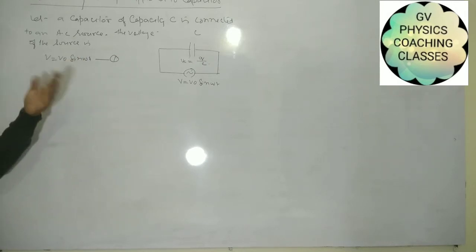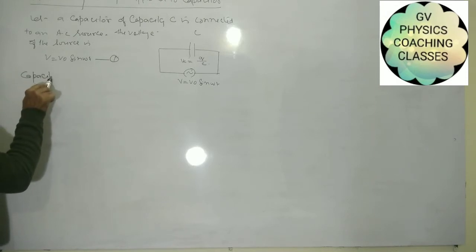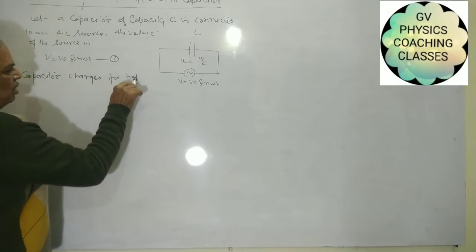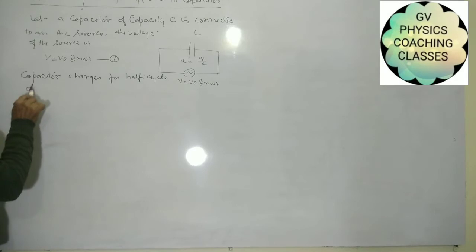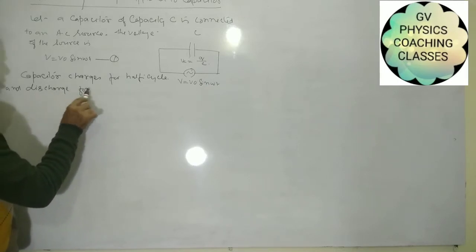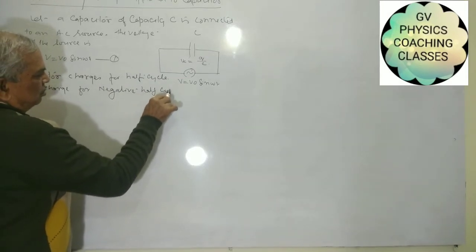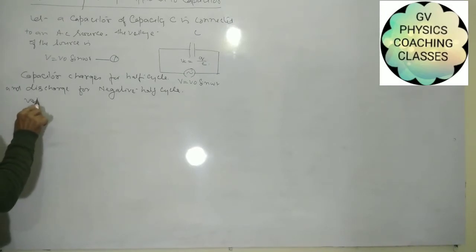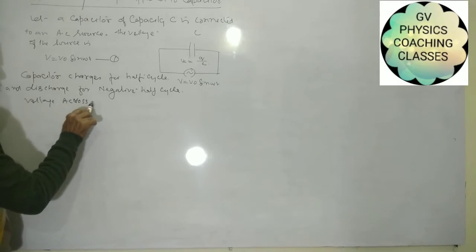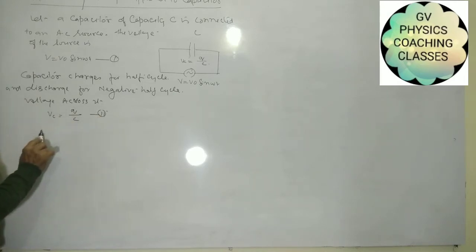The capacitor during the half cycle charges and during the next half discharges. Capacitor charges for half cycle and discharges for the negative half cycle. Voltage across it, V_C equal to Q upon C. This V_C is equal to V.